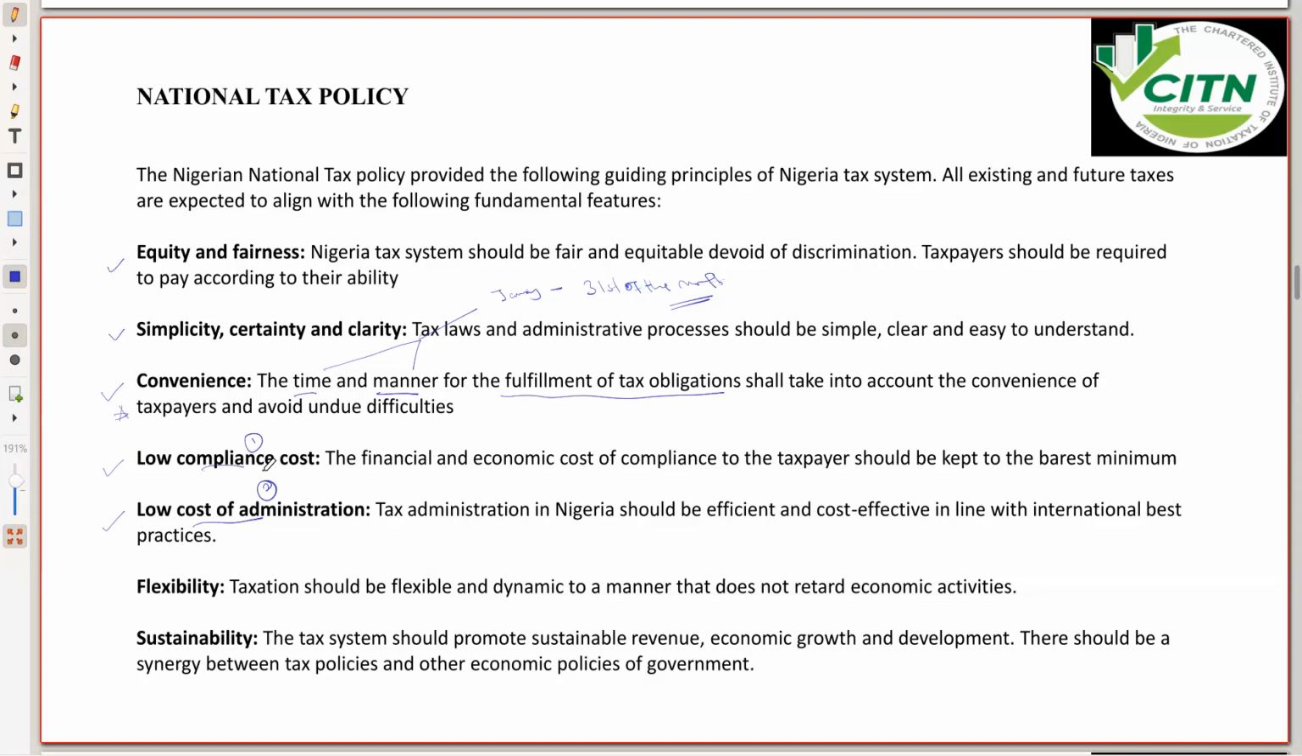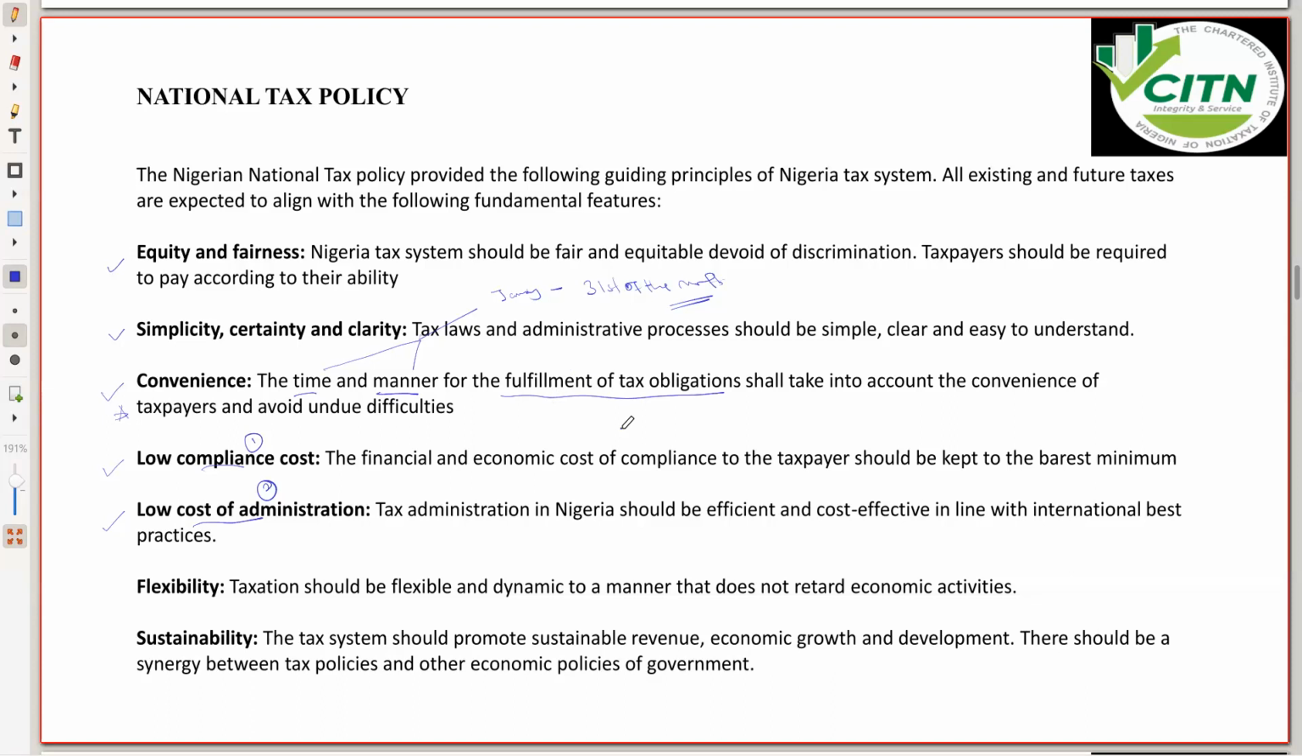Compliance cost simply means the cost you put in place to get your unpaid taxes from taxpayers. That's a compliance cost: the ability to make sure that taxpayers pay their due share of the tax for a particular fiscal year. Then the other one is administrative cost. That's the running of the revenue authorities within a fiscal year. Thank you very much.